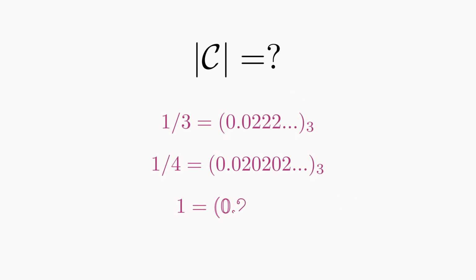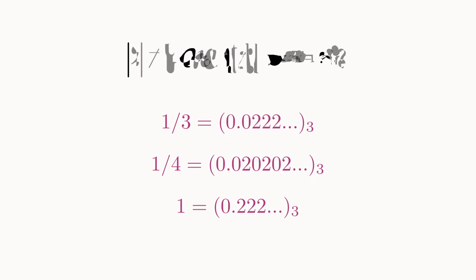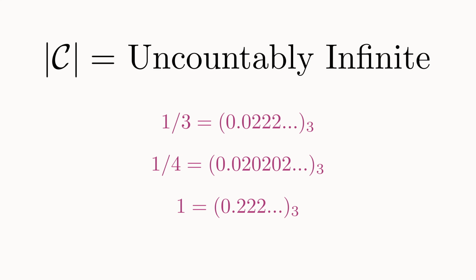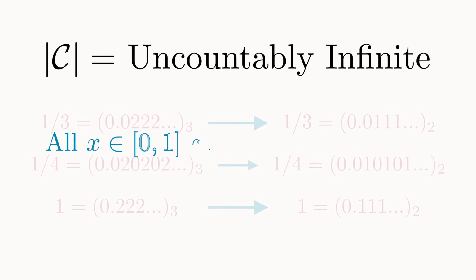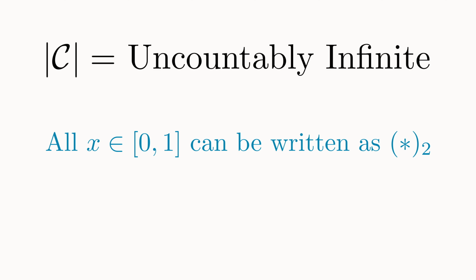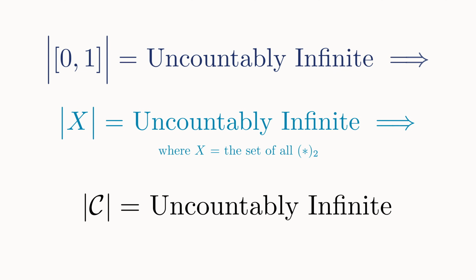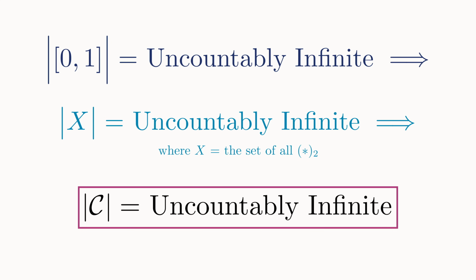So how big is this set? Well, it must be uncountable. And here's why. Every number in the Cantor set will be of this form. By simply dividing every number in the set by 2, we get a 1-to-1 correspondence between the Cantor set and the set of numbers written in their binary expansion. But every number in the unit interval can be written as a binary number. So since the unit interval is uncountable, both of these sets must be as well.